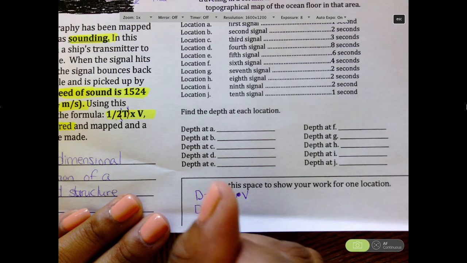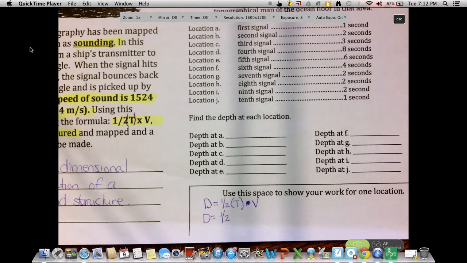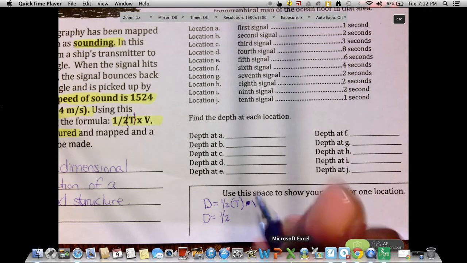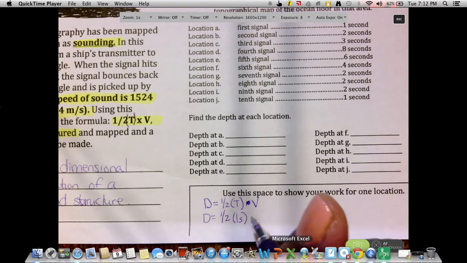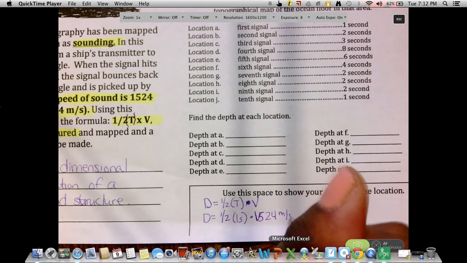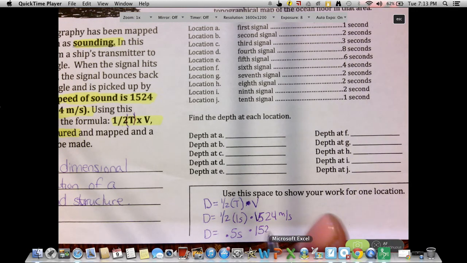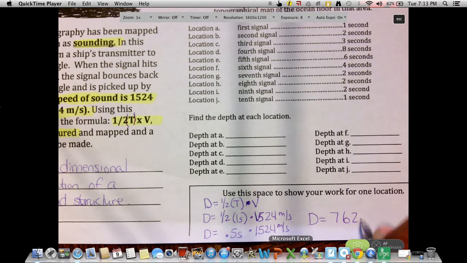So let's plug in our numbers. Half the time at location A. Okay, so using this same formula, again, we're still doing location A. So we have half the time at location A, which is 1 second. So we have half of 1 second times V, which is 1,524 meters per second. The depth equals half of 1 second, which is 0.5 seconds, times 1,524 meters per second. And that's going to give us a depth of 762 meters.